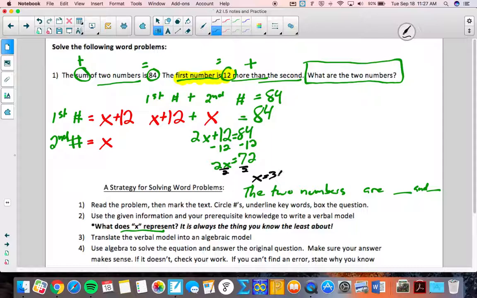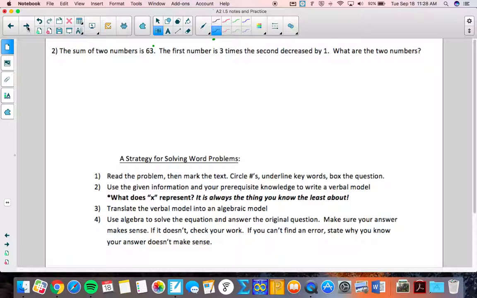Now again, that's not my final answer really. I need to go back to this expression. The first number is whatever x is plus 12. So that's 36 plus 12, which is 48. 48 is one of my numbers. And the second number is what x was, so that is just 36. So the two numbers are 48 and 36. Let's try the next one.